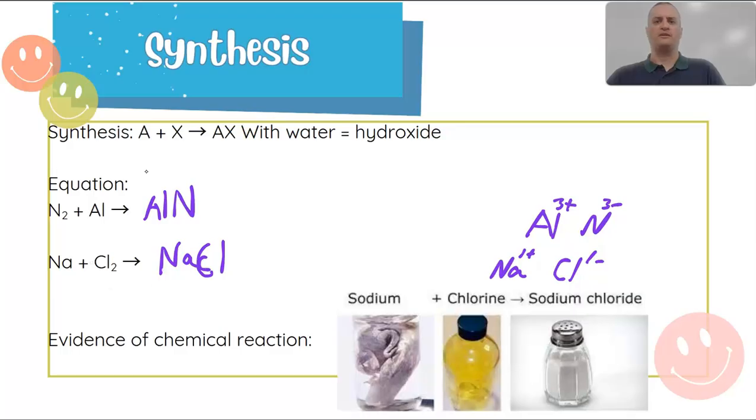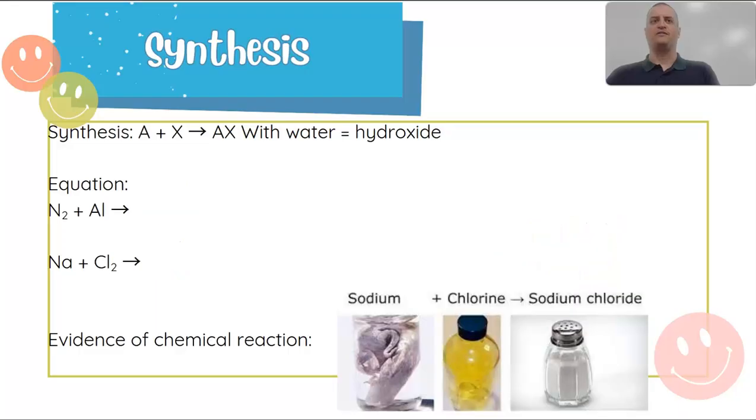We're not going to balance it with coefficients. And if we wanted to look at evidence of a chemical reaction, we would look at there's a color change, seeing this from silver or silverish gray to yellow to making it white. So that would be evidence of a chemical reaction.